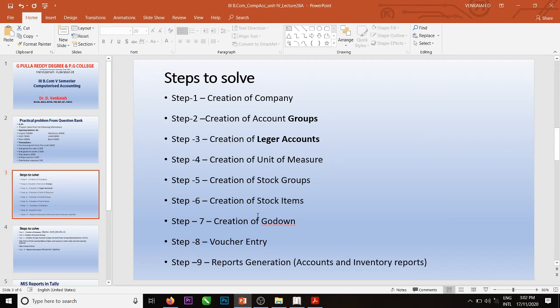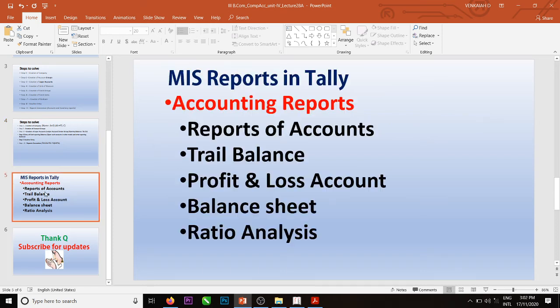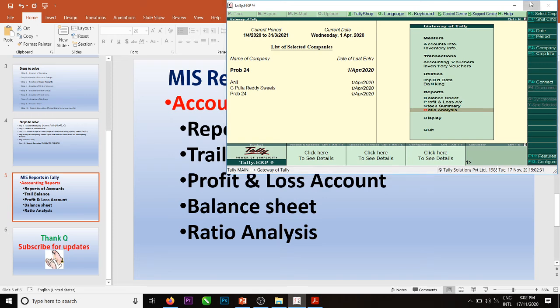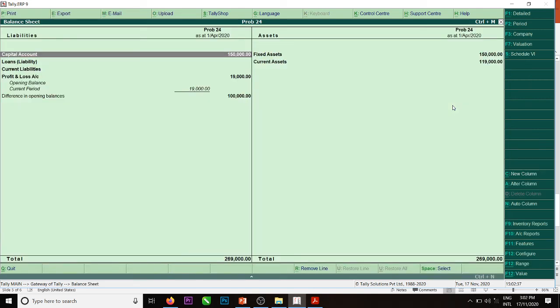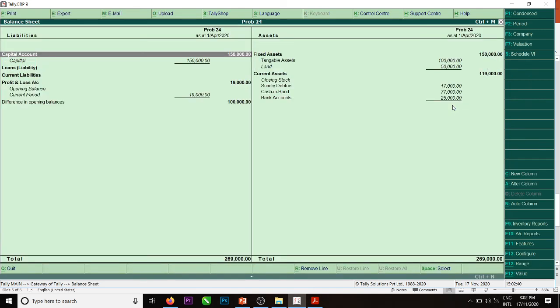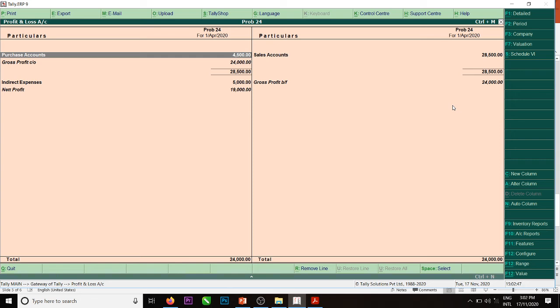Later we continued with the ledger accounts, and in voucher entry we passed all vouchers. We generated reports also. That reports are trial balance, profit and loss account, balance sheet. Okay, I will show you in that. Maximize that. Balance sheet. Alt F1. Okay, balance sheet, that is. Profit and loss account. Alt F1.